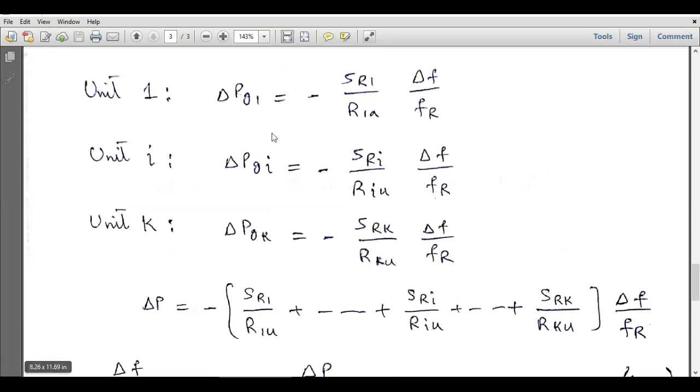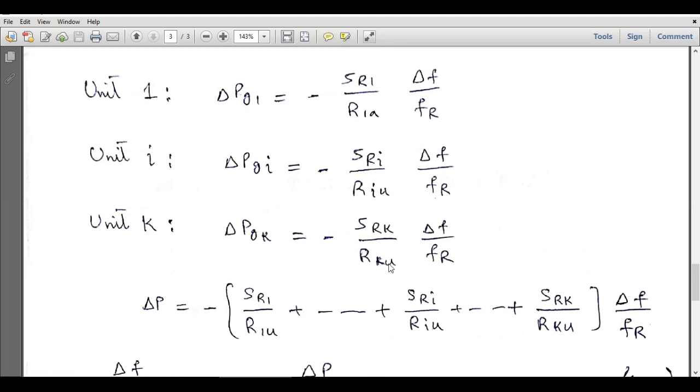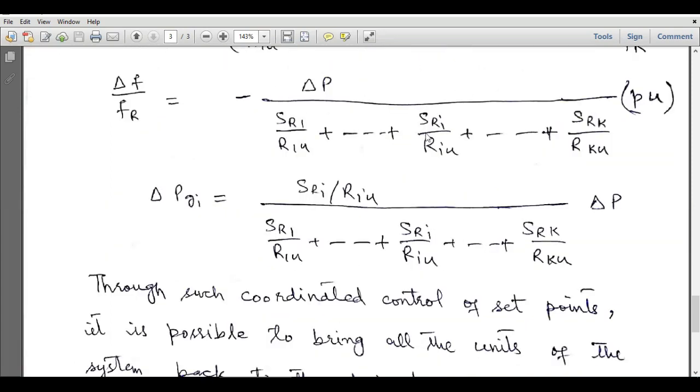So overall delta P will be equal to the sum of all these delta PGs, right? So delta P will be equal to this plus this plus this. So minus can be taken as common, and delta F over FR can also be taken as common. And then we will have SR1 over R1A plus SRI over RIA plus so on up to SRK over RKU. And delta F over FR in this case will be equal to minus delta P divided by this whole expression. So this is our delta F over FR.